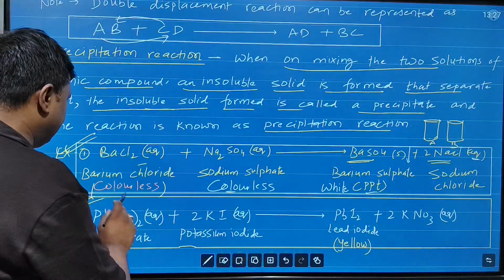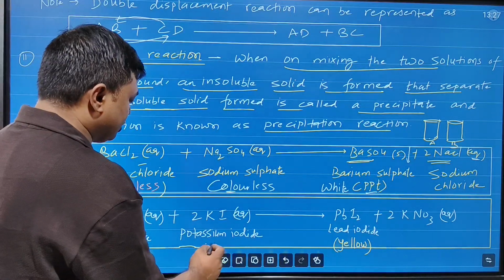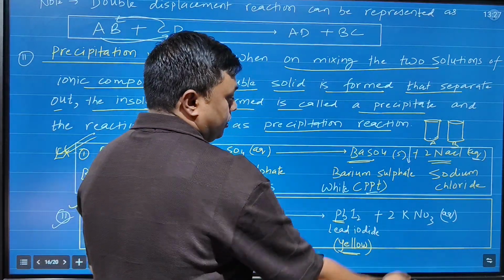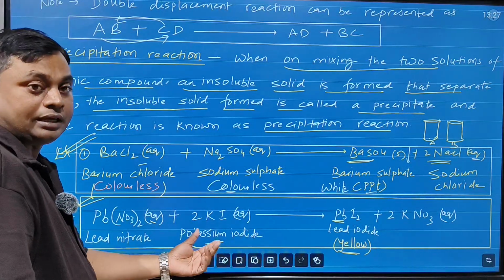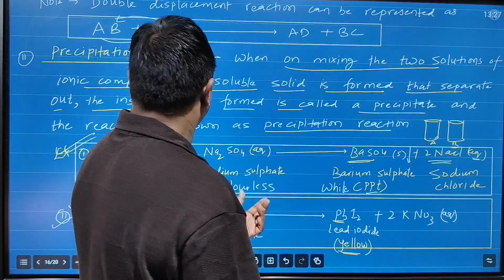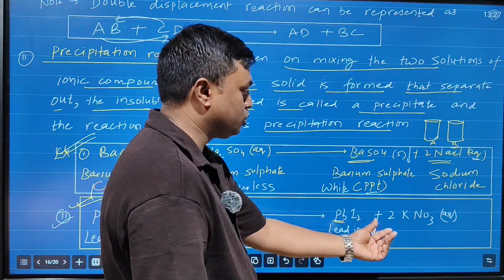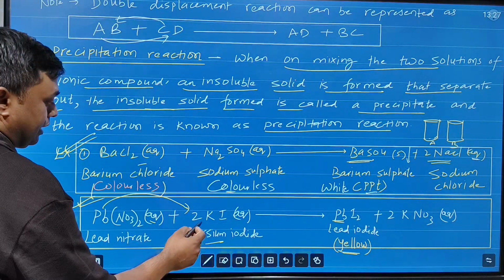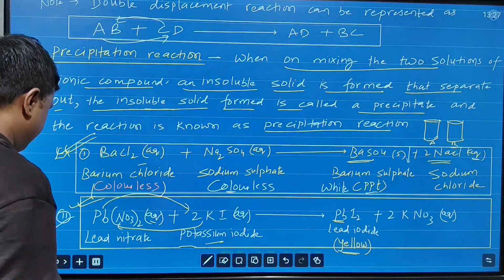Yes or no? Another equation you can see: lead nitrate solution, which is colorless, and potassium iodide solution, which is colorless. Once you mix these solutions, it will give you a yellow precipitate of lead iodide. So Pb(NO3)2 aqueous plus 2 KI, that is potassium iodide aqueous, undergo double displacement reaction, so PbI2, that is lead iodide, is formed, which is yellow in color, plus 2 KNO3. So what is happening? You can see lead moving here, potassium coming here. So PbI2 is formed, lead iodide, and KNO3 is obtained. Yes or no?